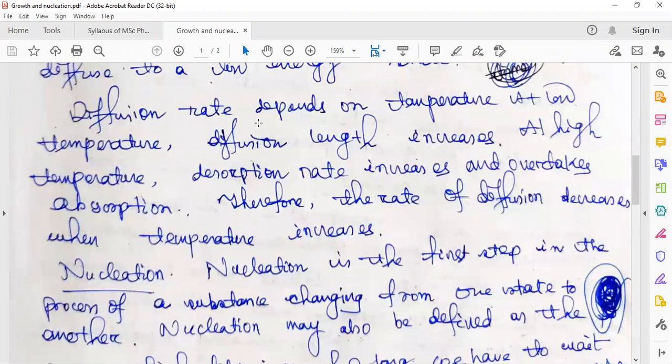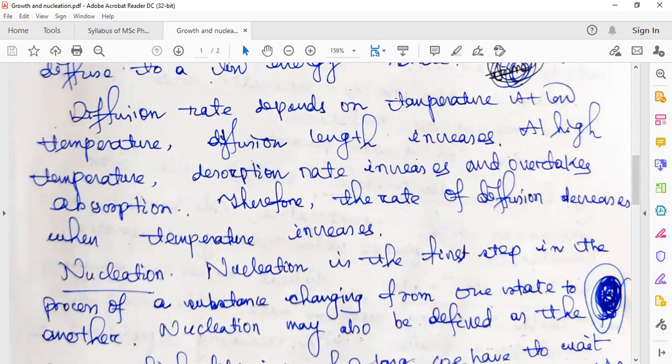Now, the diffusion rate of these atoms on the substrate depends upon the temperature. There should be a full stop here; it has not been written. Anyway, at low temperature, diffusion length increases. At high temperature, desorption rate increases and overtakes absorption. Therefore, the rate of diffusion decreases when the temperature increases.